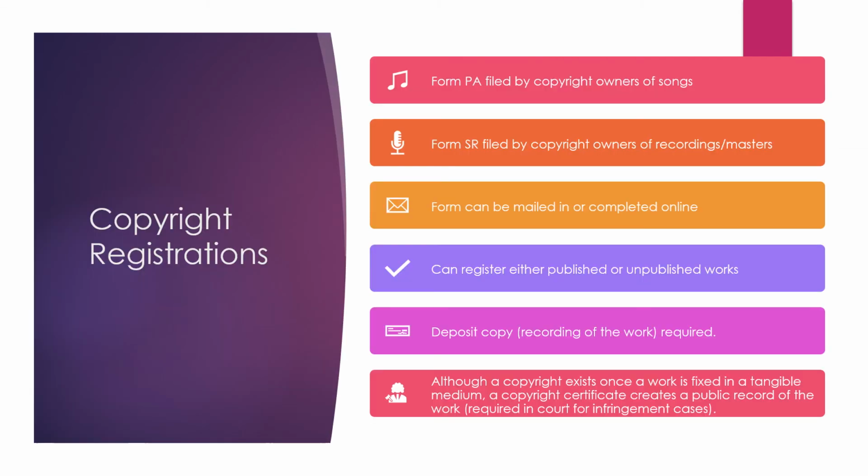I want to go over filing copyright registrations with the Copyright Office. If you were to file a copyright registration for the song side, that would be called a PA form. If you were filing a copyright registration to protect the recording, that's called an SR. And you can register either a published or unpublished work. Published simply means that the work is made available for public consumption, released on a CD or digital download for purchase. But you can also copyright something unpublished.